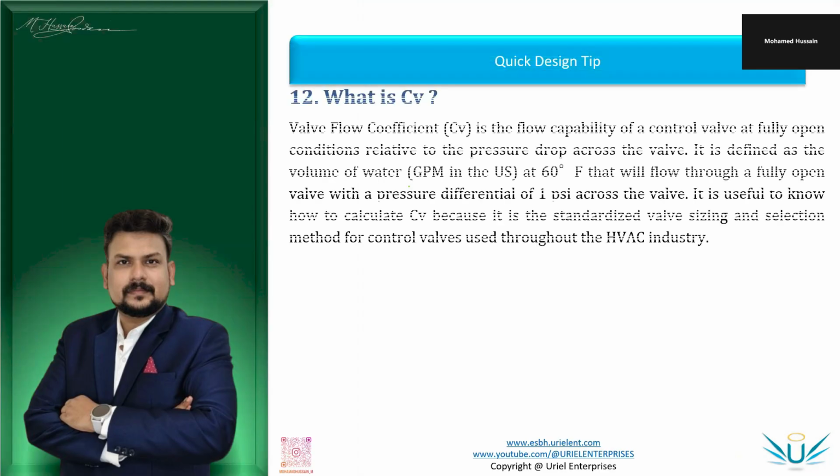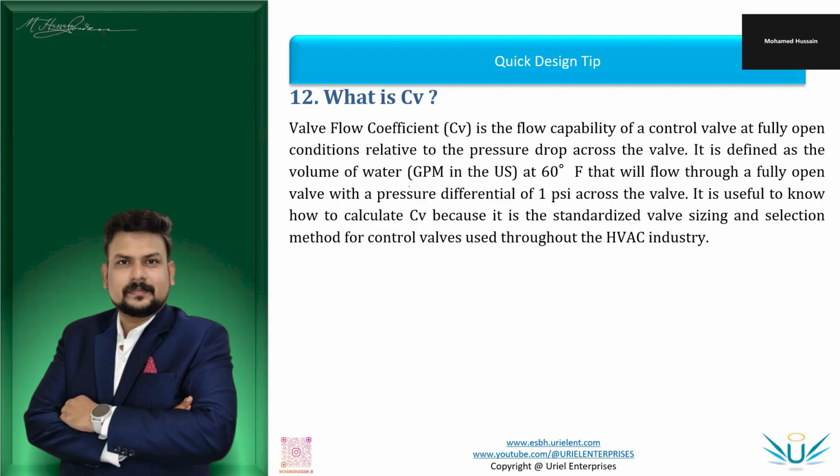And the next one is CV, because using the CV only we are going to choose the right valve. There are a lot of definitions available on the net. Valve coefficient is the flow capability of the control valve in the fully open condition at 60 degree temperature and 1 psi pressure, and so on. Don't bother about that. Ultimately our goal is to identify the CV, because using the CV we can select the valve from the catalog. Without CV we cannot select the valve from the catalog, so we need a CV.